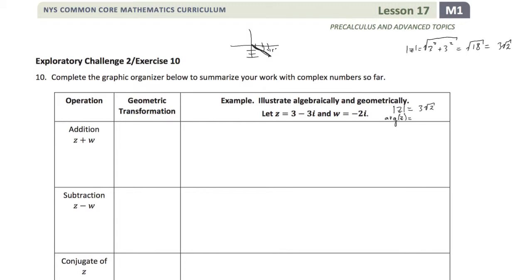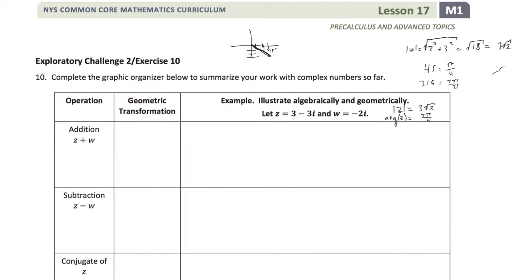But it'll be 45 degrees in quadrant 4, so that'll be the same thing as 315 degrees, but let's go with radians. So 45 is pi over 4, so 315 would be equal to 7 pi over 4. So 7 pi over 4.